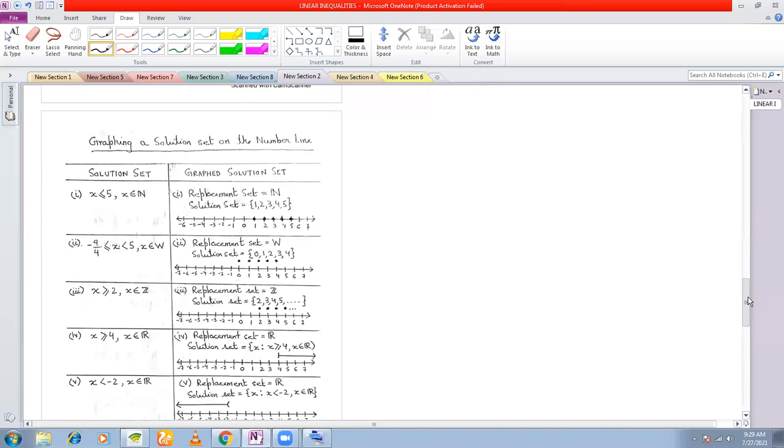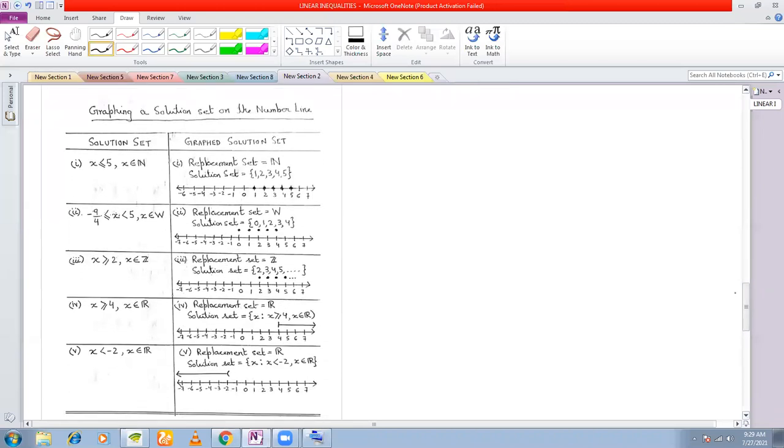Okay, now we come to the graphing part. How to graph solution sets. Once you have solved the inequality, the question will be to graph it on the number line. So how do you graph it on the number line? Now this one you have already done. Let us say that you have solved the inequality and you found x is less than or equal to 5, and you knew the replacement set to be the set of natural numbers. Then how do you graph this on the number line?